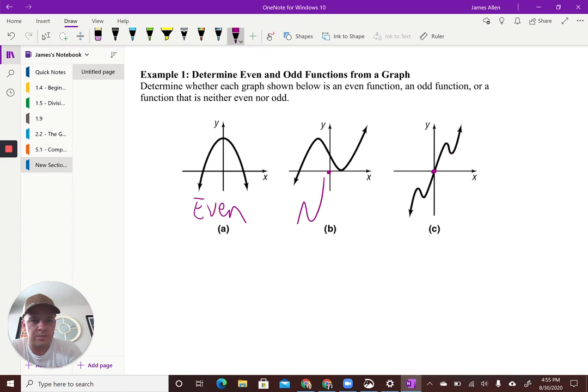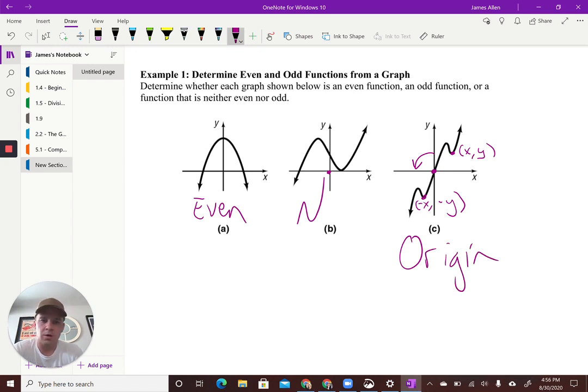And then this one here, well, this is the origin, right? If I were to take this point right here and essentially rotate it, this point would match up with this one, as here we have x comma y. This would be my negative x comma negative y. Oh, so origin. Cool. Moving on.